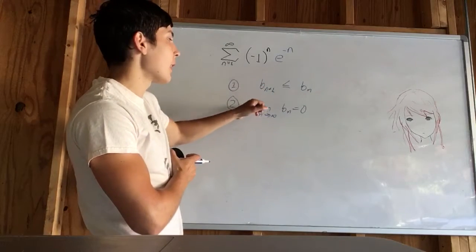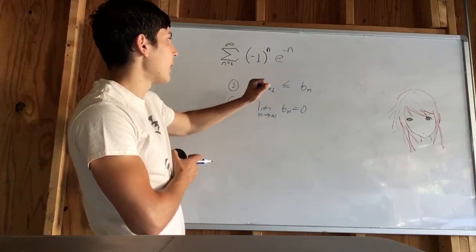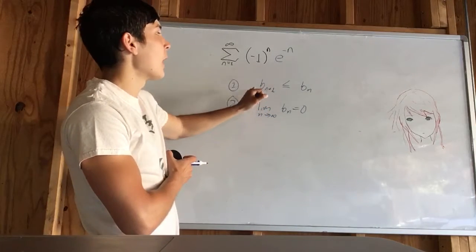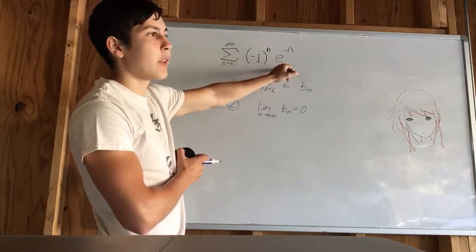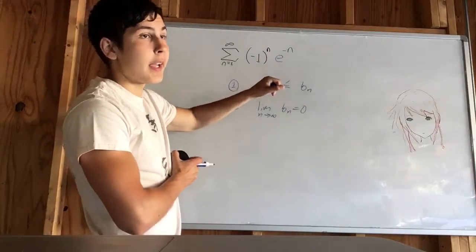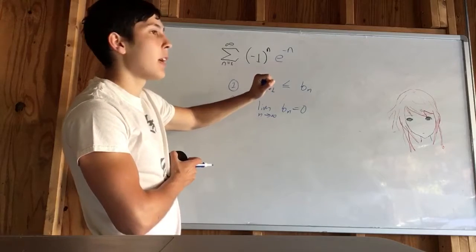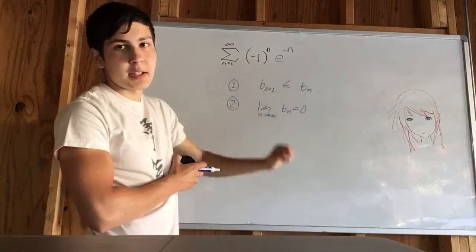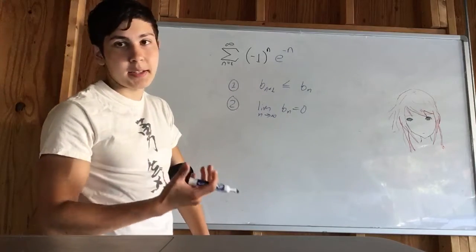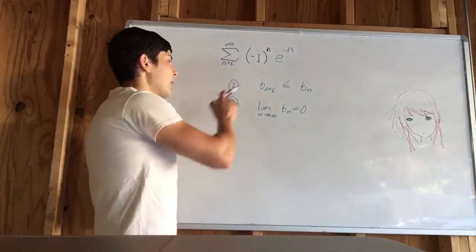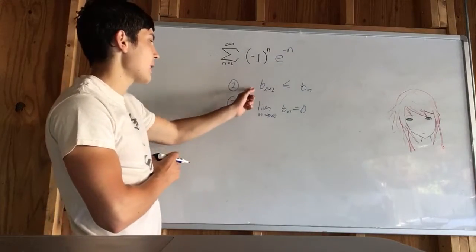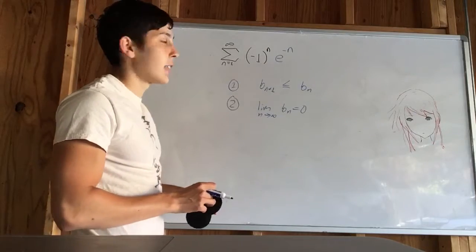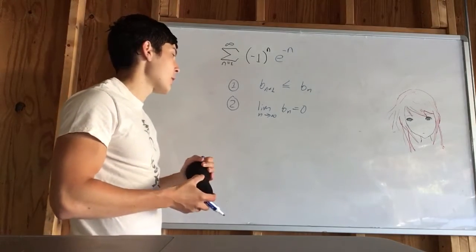If it passes these two tests, then this is called the alternating series test as a whole, and that will tell you if this converges. If it doesn't pass the tests, then it's inconclusive. It doesn't tell you automatically that it diverges. So only if it passes both of these conditions does it converge. Otherwise, it doesn't tell you if it converges or diverges.